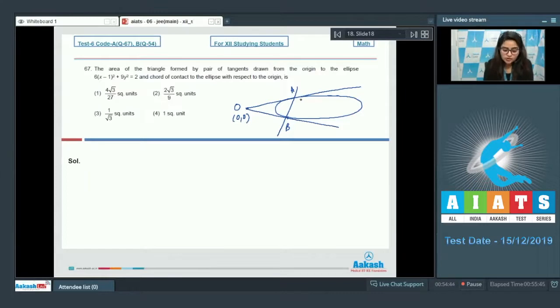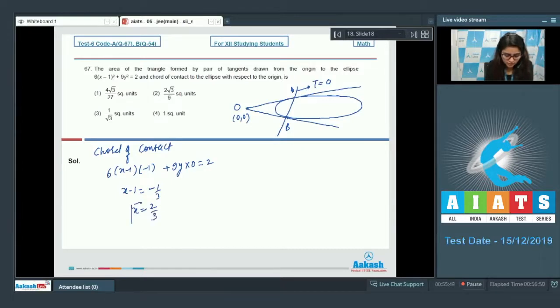So you can calculate the equation of this chord of contact, that is T = 0 with respect to the origin. So just write down the equation of the chord of contact: 6(x - 1)(0 - 1) + 9y(0) = 2. So from here you are getting x - 1 = -1/3. So x = 2/3. x = 2/3 is the equation of the chord of contact. So you can easily find the intersection points of this chord of contact and your ellipse.